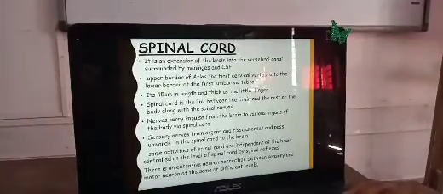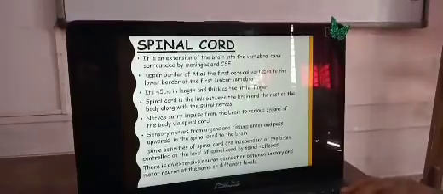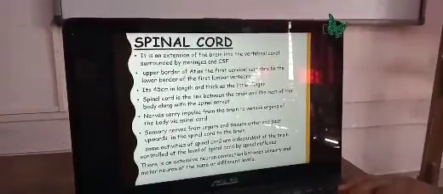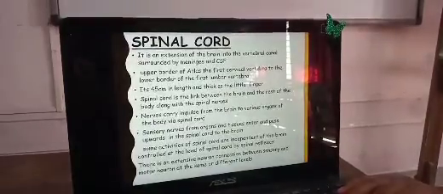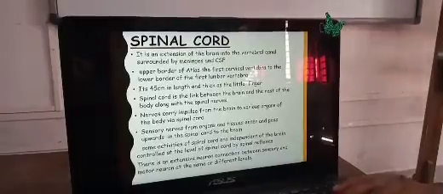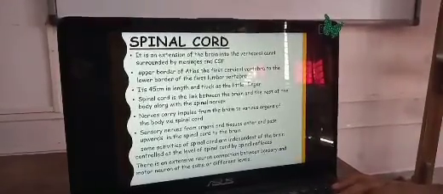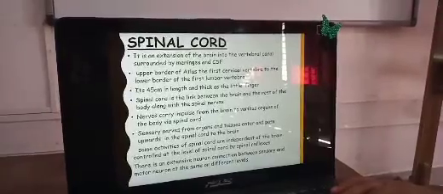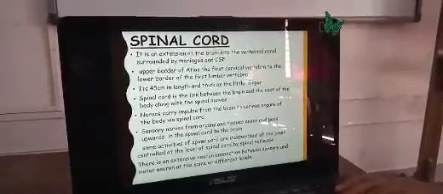There are 8 nerves in the neck, but there are 7 vertebrae, of which atlas is the first cervical vertebra. The spinal cord, you might wonder, for 7 cervical vertebrae, what is the need to have 8 cervical nerves? But here the explanation is given.